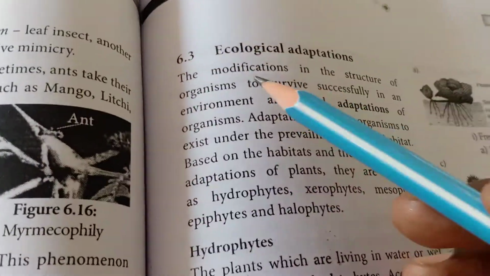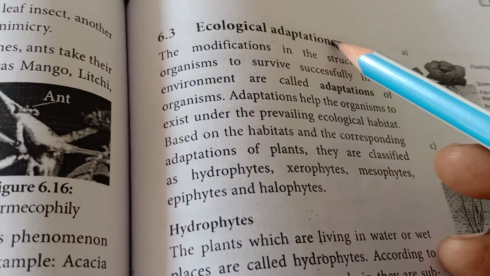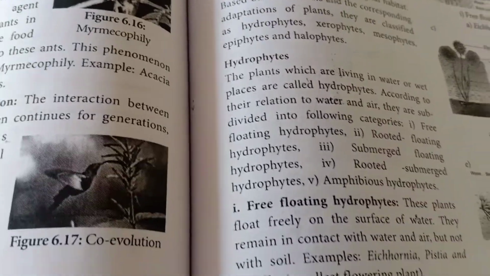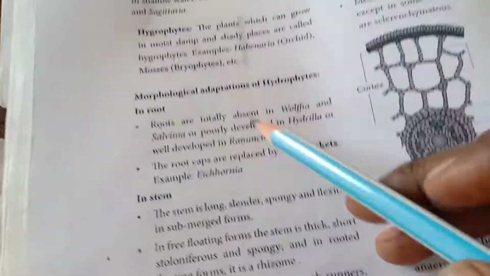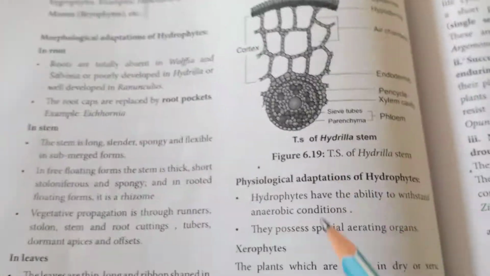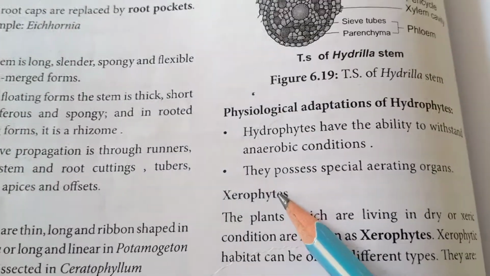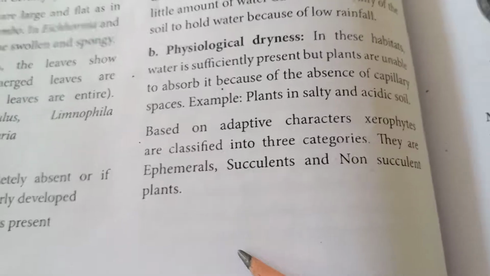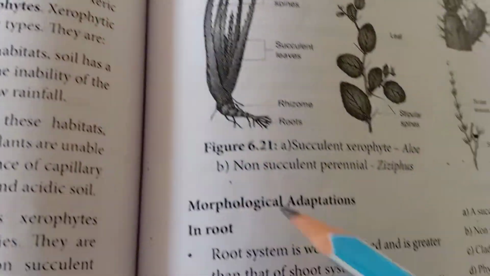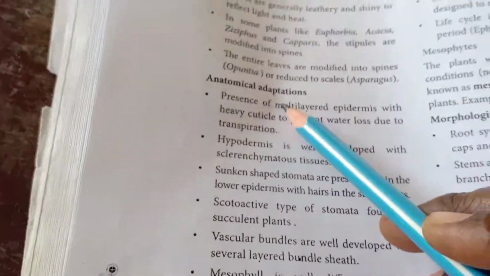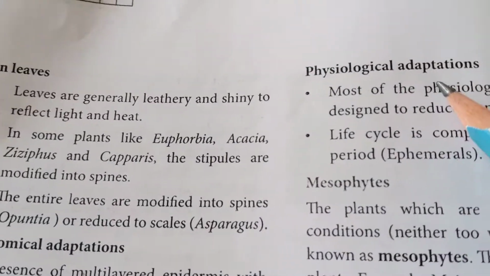Then coming to 6.3, ecological adaptations. Here you got hydrophytes. What are the types of hydrophytes? Their morphological adaptations, then anatomical adaptations. The second one is xerophytes. The types of xerophytes are explained, followed by morphological adaptations, then anatomical adaptations and the physiological adaptations.